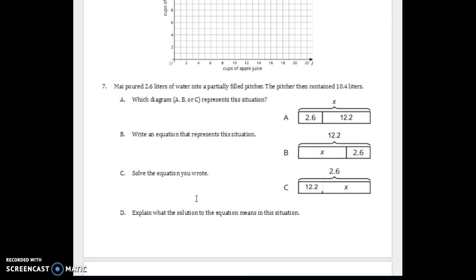Number 7. Maya poured 2.6 liters of water into a partially filled pitcher. The pitcher contains 10.4 liters. A. Which diagram, A, B, or C, represents this situation? B. Write an equation that represents this situation. C. Solve the equation you wrote. D. Explain what the solution to this equation means in this situation.